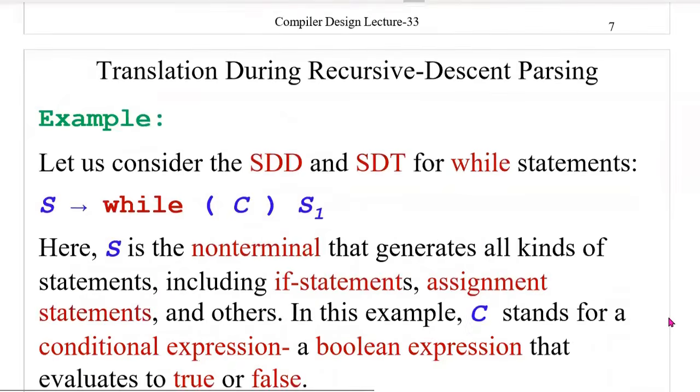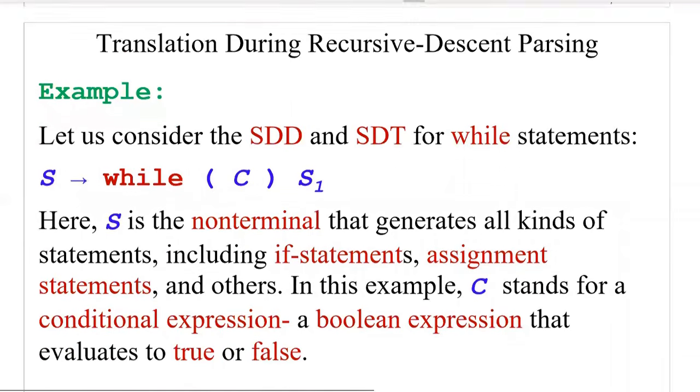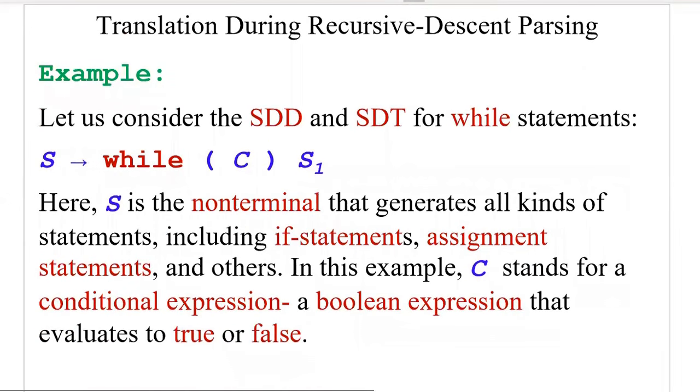Now let us see one example. Consider the SDD and SDT for the while statement in programming languages. S derives while condition then statement, where S is the non-terminal that generates all kinds of statements, including if statement, assignment statement, and others.